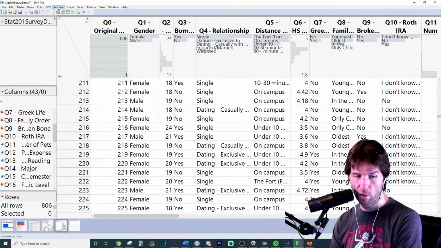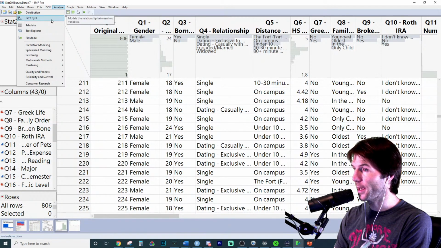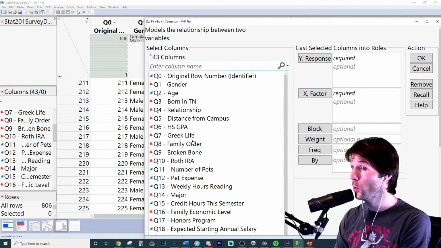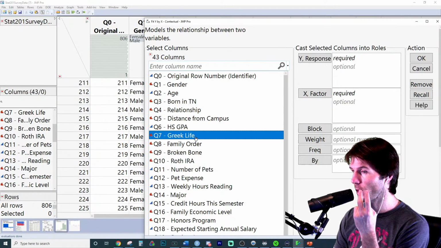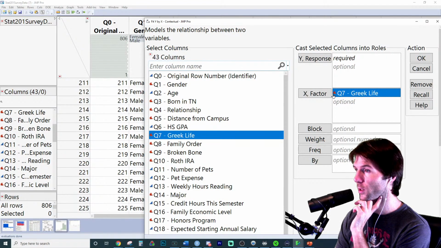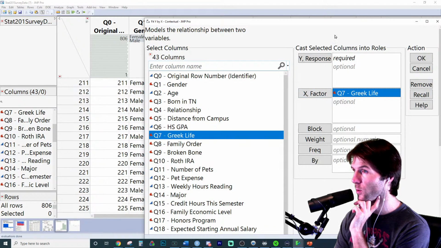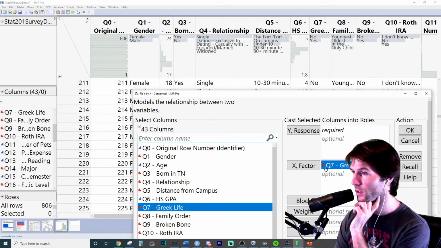We have to go to Analyze, Fit Y by X. With Analyze Fit Y by X, make sure to pick a 2 level. So you need to pick a 2 level variable, something like Greek life, which has 2 levels, and put that in the X. Did you pick a 2 level categorical here? You have to have a red variable here. This needs to be red with 2 levels. You see how Greek life has 2 levels. That's a red 2 level.